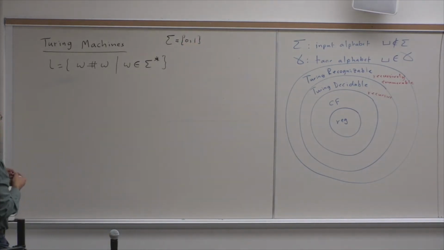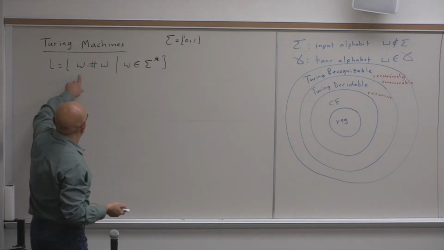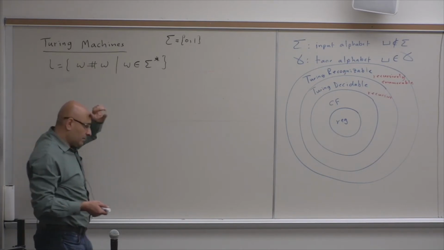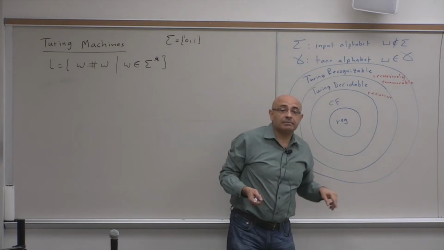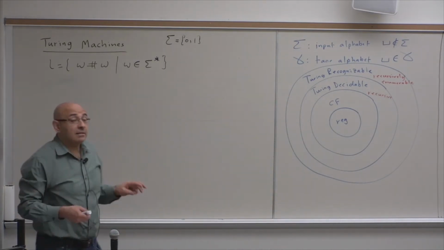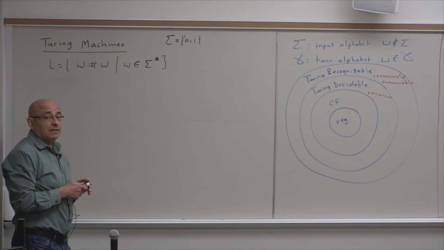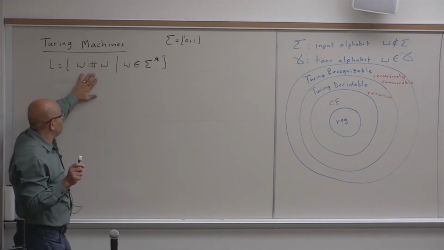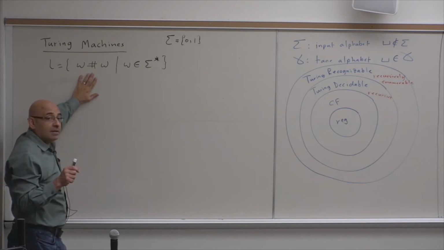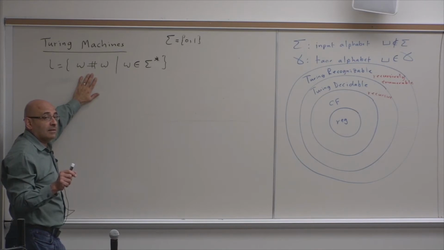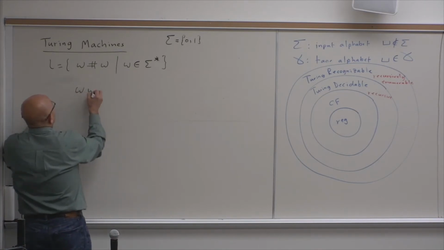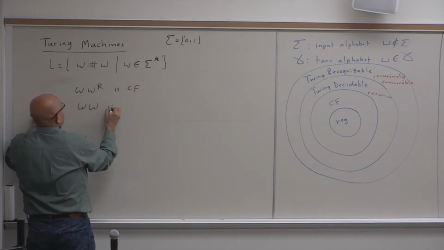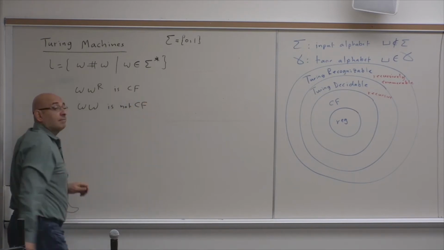Sigma is {0, 1}, and W belongs to sigma star. So this is W, then a separator, some kind of separator, then W. Now, this is a language that is not regular, and it's not even context-free. Last time we showed a language that looks similar, that is context-free. And what was that? Yeah, the palindrome. So WWR is context-free, but WW is not context-free.